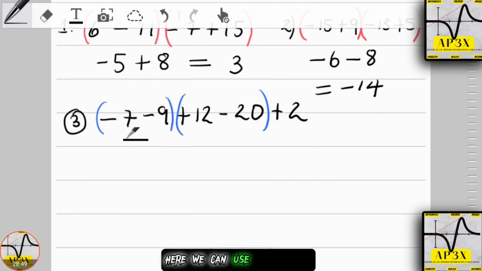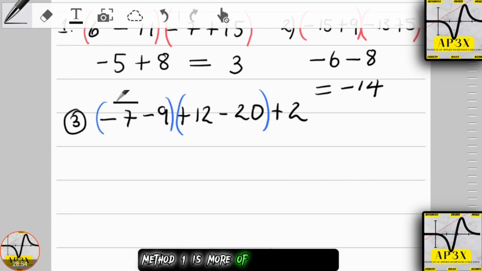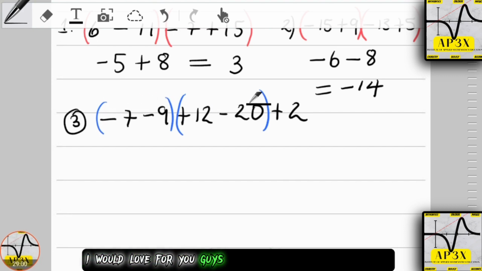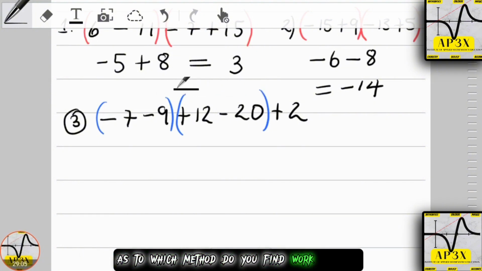Here we can use method 1, and like I said, method 1 is more of a textbook type method, right? As a matter of fact, I would love for you guys to leave a comment down below as to which method you find works for you.